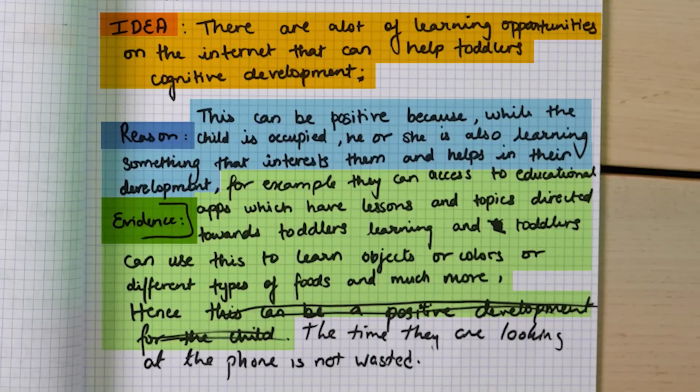I'm an argumentative type of person, so I always think about what the other person would say. So the other person would be like, this is not positive at all, they're wasting their time. And I'm like, no, they're not wasting their time. They're actually getting an education while their mom cooks them or their dad cooks them food.